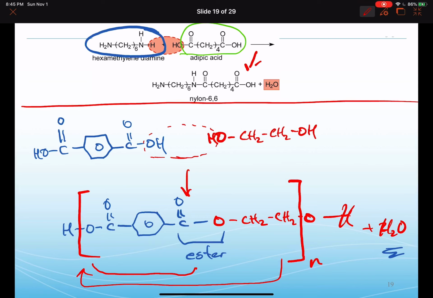So oxygen, CH2, CH2, oxygen, C double bond O, etc. So that's the repeat unit for the polyester. Within that, I have one ester group that's clearly identified here, another ester group over here. So each repeat unit has two esters, so I better have made 2N water molecules if I make this. Okay, so that is N units of this plus N units of this would give us the polyester that is polyethylene terephthalate.